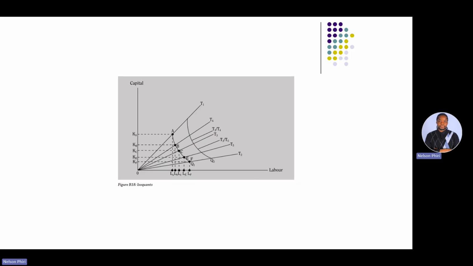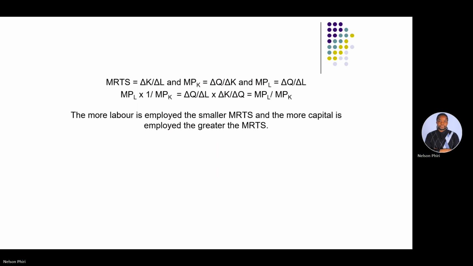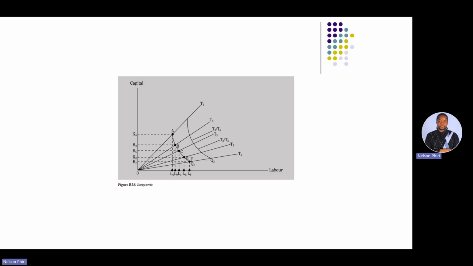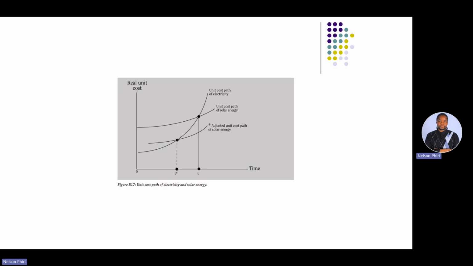So this graph is a very important graph, which shows us when we can switch to alternative resources of energy. So this is found between page 60 to 61 of your textbook.